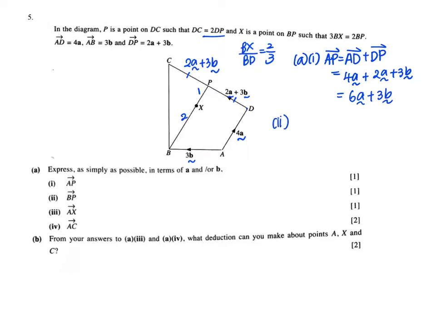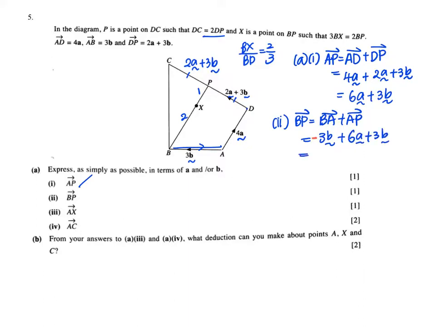Part 2, BP. How do I find BP? Well, I can travel a long route or I can use a shortcut since I found AP already just now. So BP is BA and then AP. BA is given by 3b, but I want BA going in this direction. This one here is in the opposite direction, so I need to add a negative sign. And then I'll travel from A to P, which is given in part 1, we have found it.